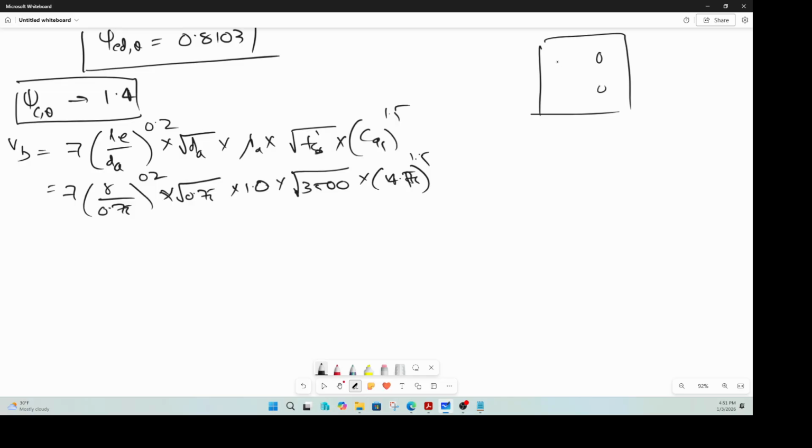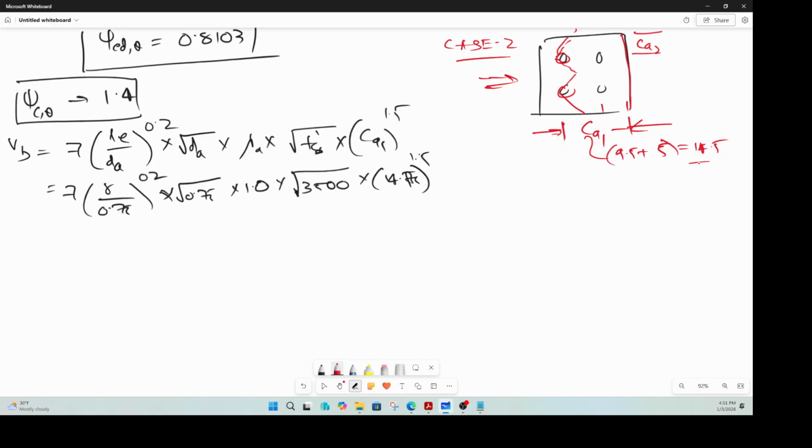Why is ca1 14.5? We're not talking about these anchors, but about these ones here. That is our case 2. So when shear comes in that direction, that is the width, that is how the failure plane will be. It's cutting the entire width, right? But ca1 is along the direction of the shear, which is like this. This is ca1, and that edge distance is ca2. And this one is nothing but 9.5, from here to here, plus your spacing, which is 5, which is 14.5. That's why ca1 used here for case 2 is 14.5.